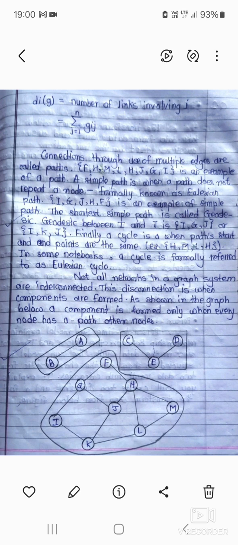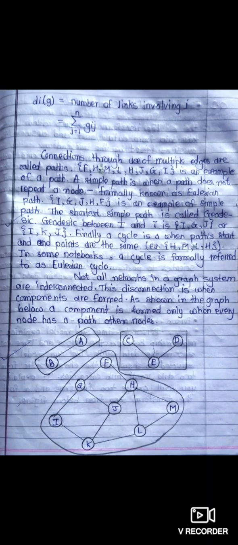Not all networks in a graph system are interconnected. This disconnection is when components are formed. As shown in the graph below, a component is formed only when every node has a path to other nodes. Here is the example of that.